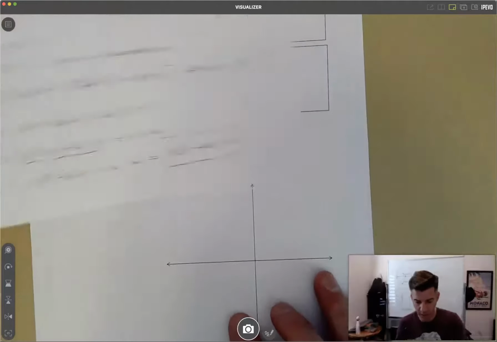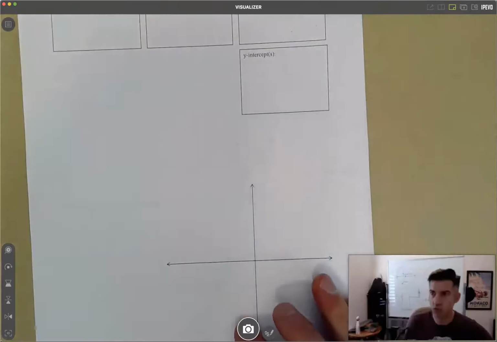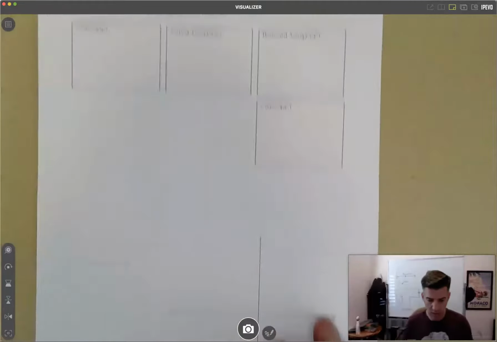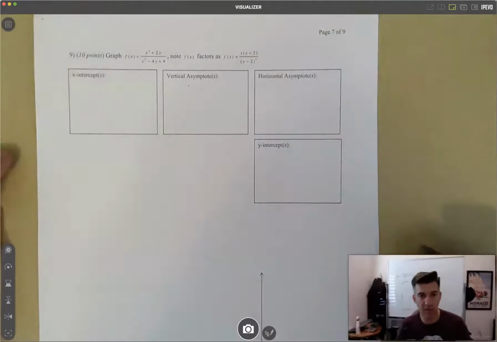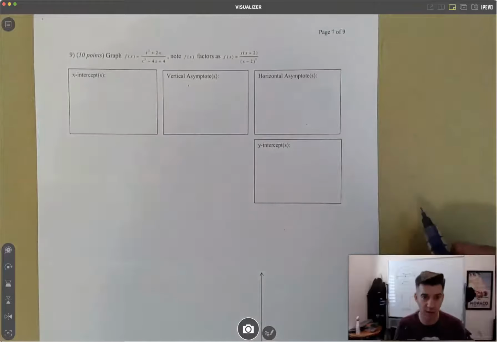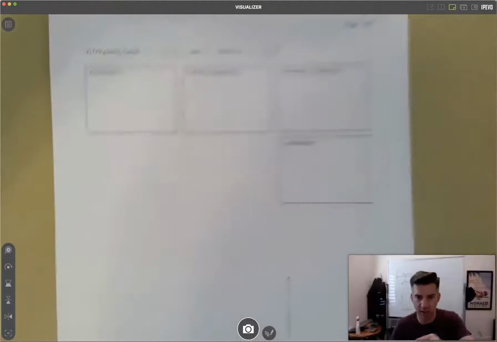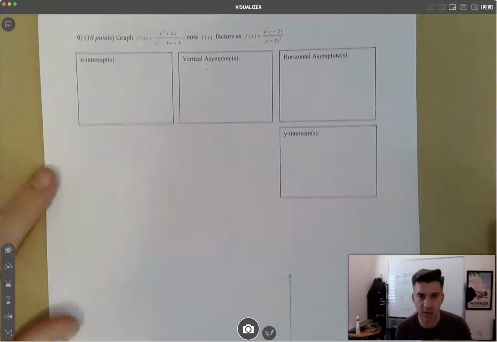Let's look at the next one. Graph x squared plus 2x over x squared minus 4x plus 4. And we've been told that this factors on top as x times x plus 2, and on the bottom as x minus 2 quantity squared. That is a square. I know it's kind of hard to see those exponents on camera here.